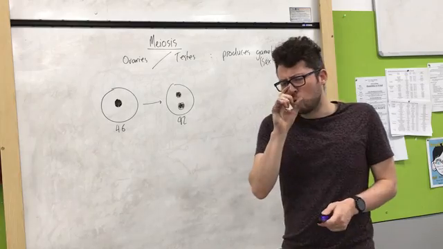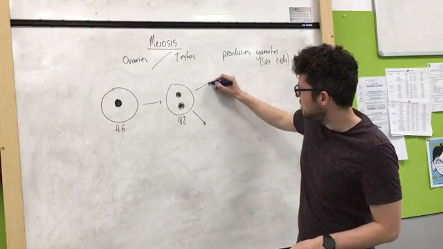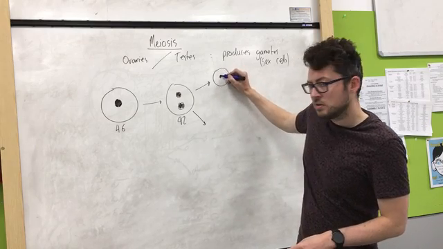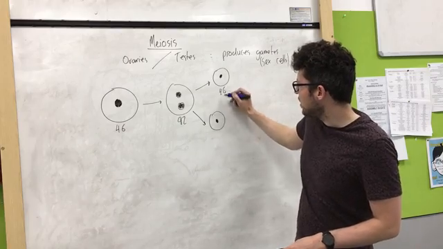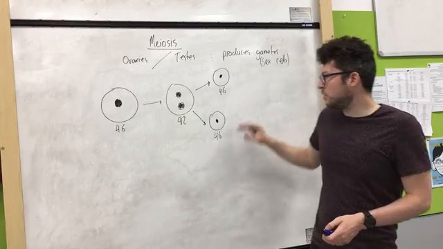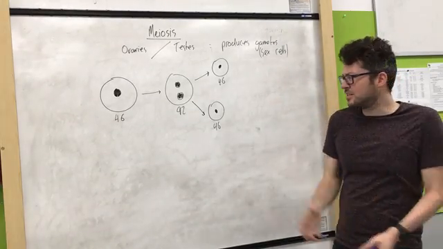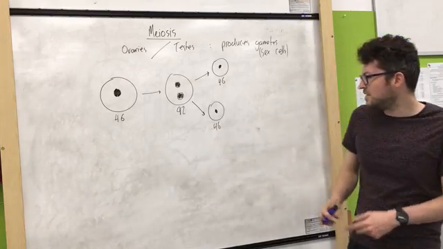Okay. Now, what happens next is it's going to split into 2. So it'll split into 2 cells. And each of these cells will now contain 46 chromosomes. Okay, so we've gone from 92 down to 46. So at this point, it seems very similar to mitosis, but there's one more stage involved.